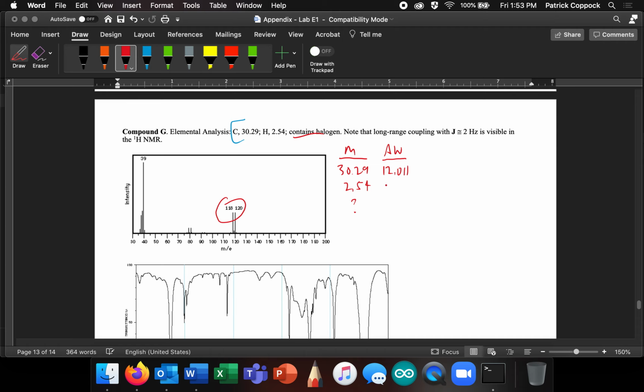12.011. The atomic weight of hydrogen is 1.008. And so the moles of this is, and I'm going to assume there's just one hydrogen atom in it for now, so that'll help us calculate it. 30.29 divided by 12.011 is 2.522.